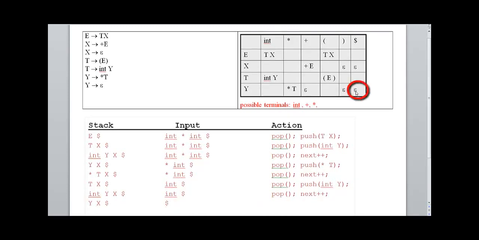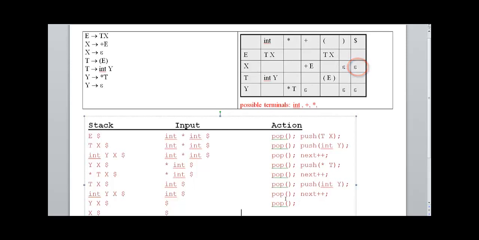Now this does not mean error. It just means we don't push anything onto the stack. All we're going to do is pop. And it's going to happen several times in a row here, because now we're going to have X, dollar sign, with a dollar sign again. And if you look at the chart, X and dollar sign, pop again.